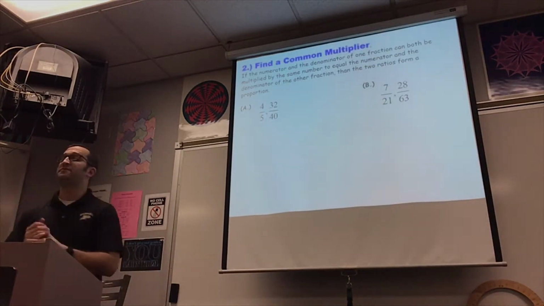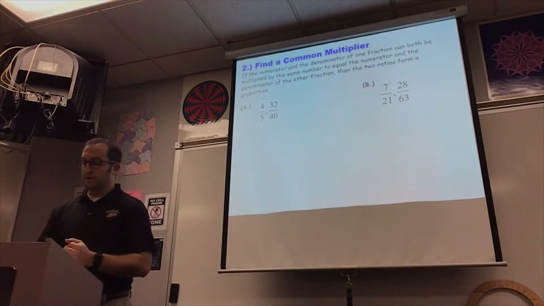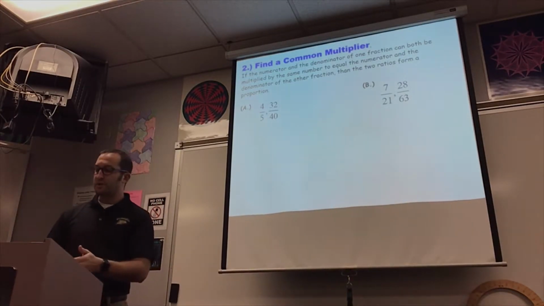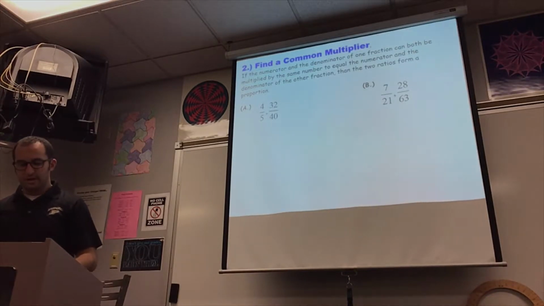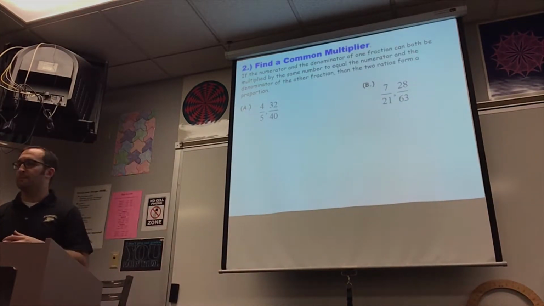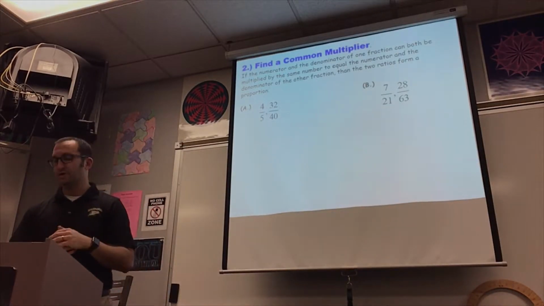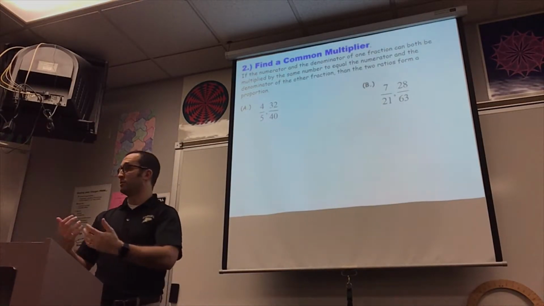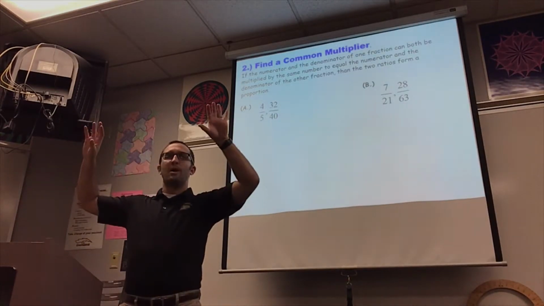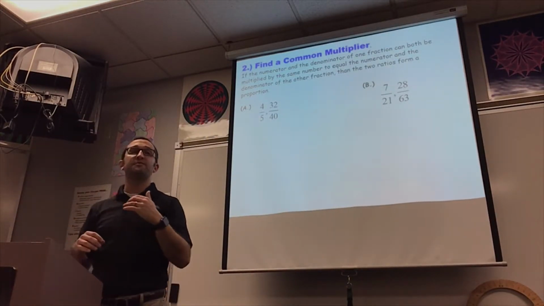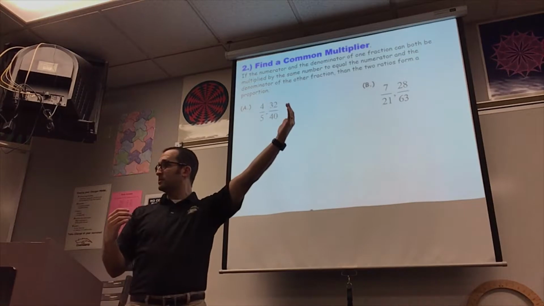Method number 2 is you can find a common multiplier. So read along with me. If the numerator and the denominator of one fraction can both be multiplied by the same number to equal the numerator and denominator of the second fraction, then the two ratios form a proportion, or are equal. It's saying, hey, why don't we not simplify both of them? Why don't we see if we can scale one up to be the second one?